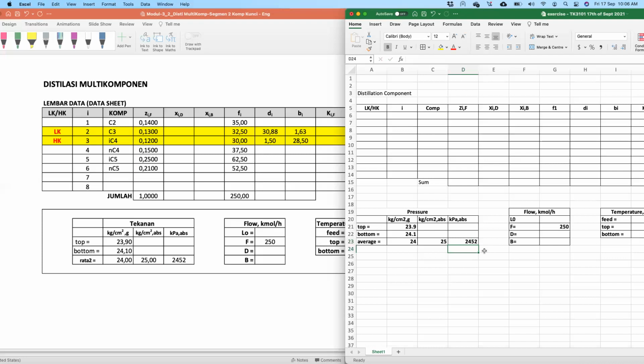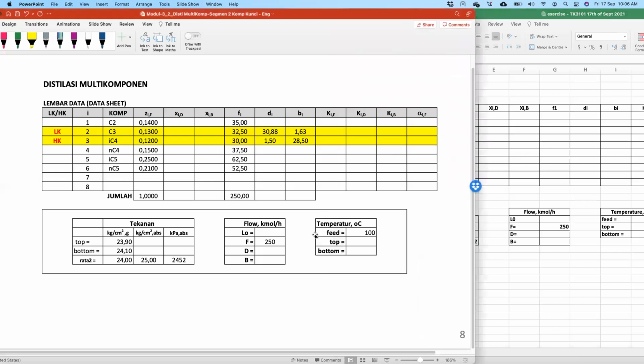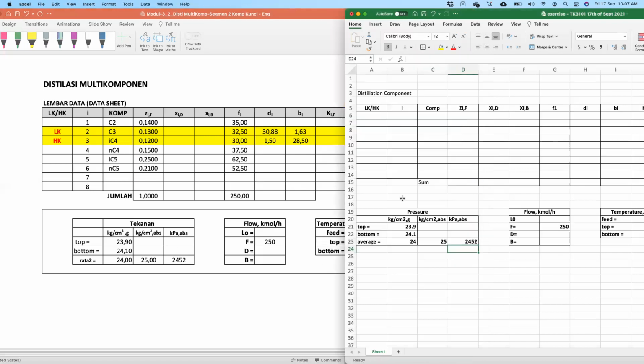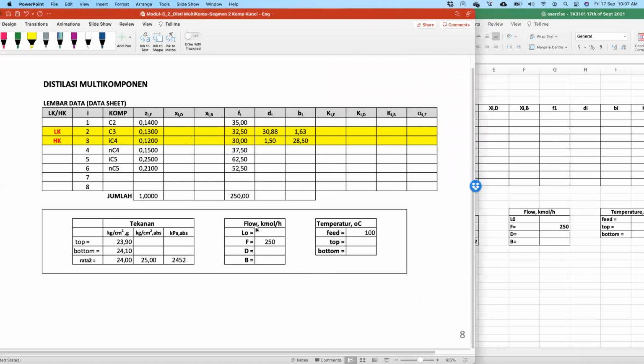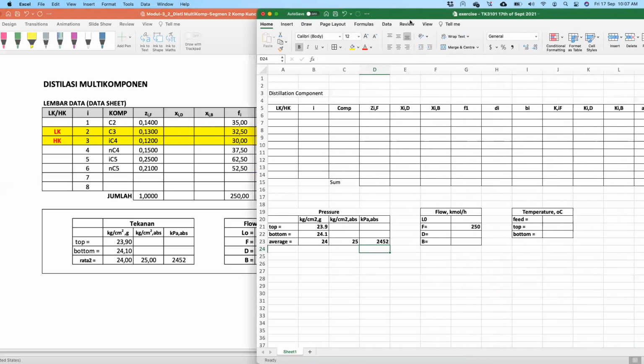Okay, why do you need pressure? Why we need pressure? Because later on we need to find the K value, so we need the information of pressure and also the temperature, right? Okay, the next question is also, we know the flow here is written as 250, so I'm gonna use 250 kmol per hour. And also here we have the temperature of the feed, which is 100 degrees Celsius. So let's put it into 100 degrees Celsius.